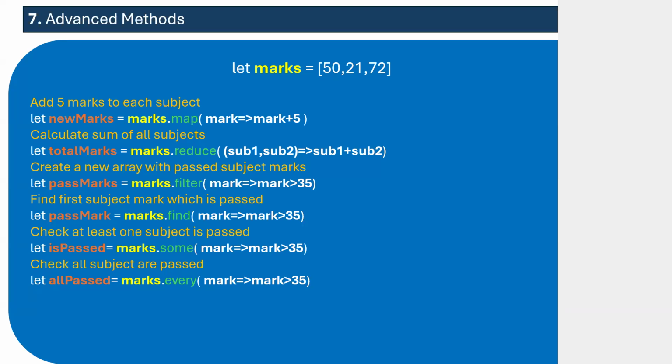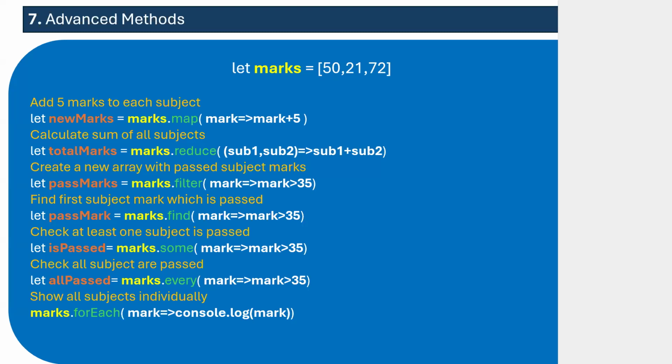So in advanced methods in JavaScript, we have ready-made methods like map, reduce, filter, find, some, every. We have one more method called forEach. The requirement: I want to show all subjects individually, one after another, like 50, 21, and 72. Then you can write marks dot forEach.